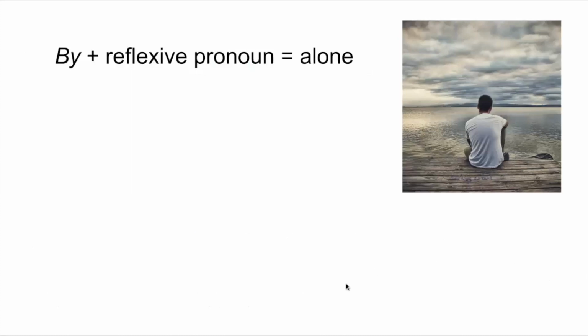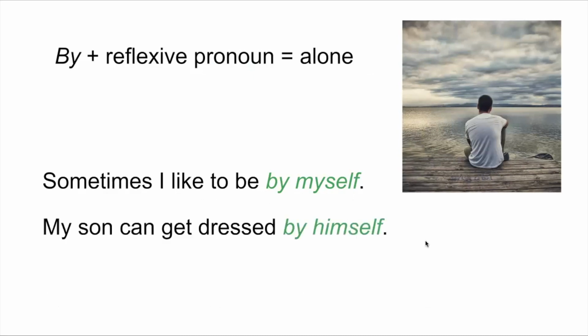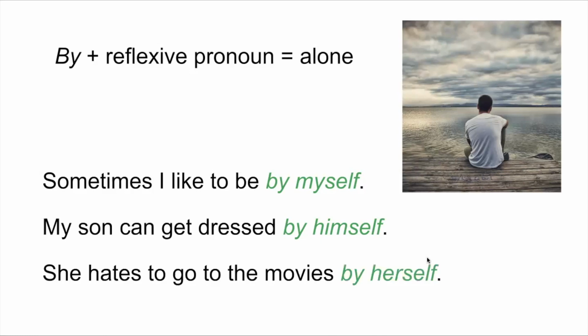If you use a reflexive pronoun with the preposition by, then it acts as an adverb rather than a pronoun, and it means alone. So we say, sometimes I like to be by myself. By myself is acting as an adverb here. It's saying how I like to be. My son can get dressed by himself. She hates to go to the movies by herself.